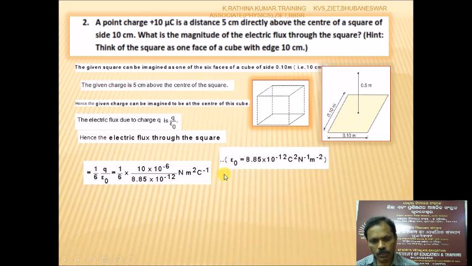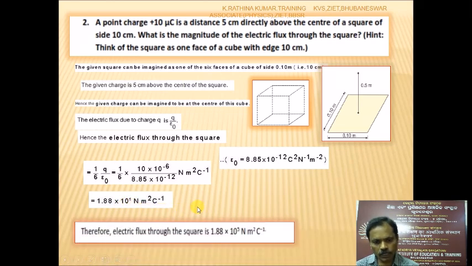On dividing this equation, substituting the value for the epsilon naught, you are getting the result 1.88 into 10 power 5 Newton meter square per coulomb. Because 12 is in the denominator, if it goes up, minus 12 becomes plus 12, so minus 6 plus 12 will come there. The value is equal to 1.88 into 10 power 5 Newton meter square per coulomb. Therefore, the electric flux through the square is 1.88 into 10 power 5 Newton meter square per coulomb.